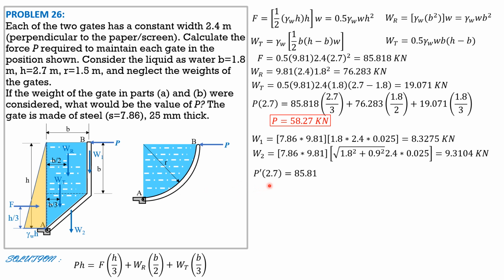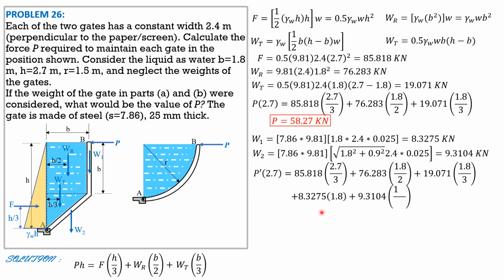So P prime times 2.7 equals 85.818 times 2.7 over 3 plus 76.283 times 1.8 over 2 plus 19.071 times 1.8 over 3 plus weight 1, 8.3275 times B, 8.3275 times 1.8, plus 9.3104 times B over 2 or 1.8 over 2. So solving for P prime, considering the weight of gate, 66.93 kilonewtons.